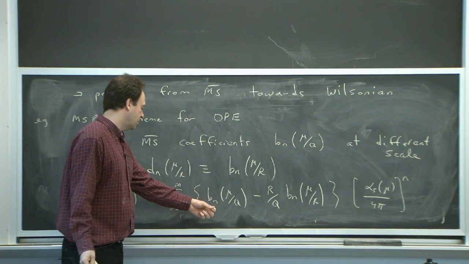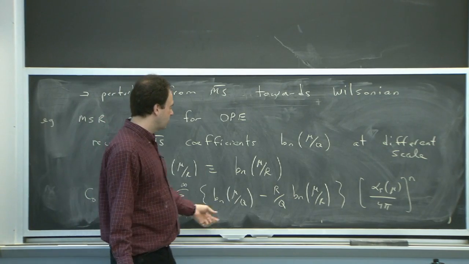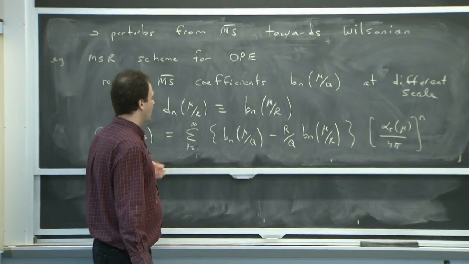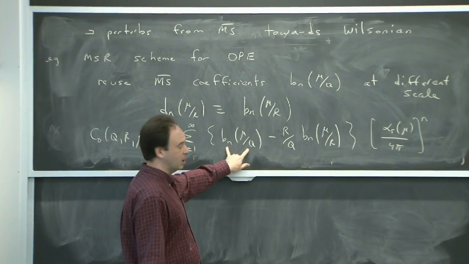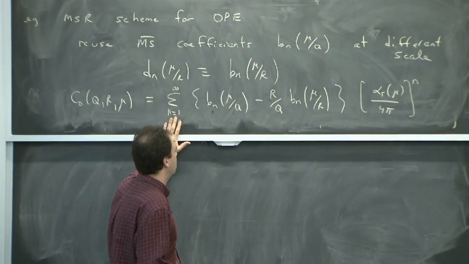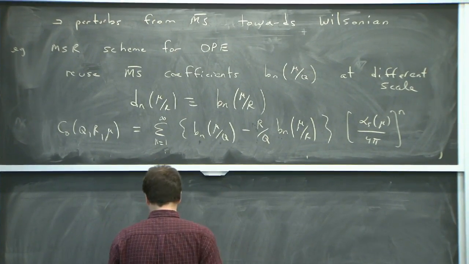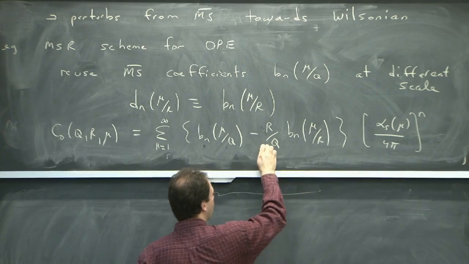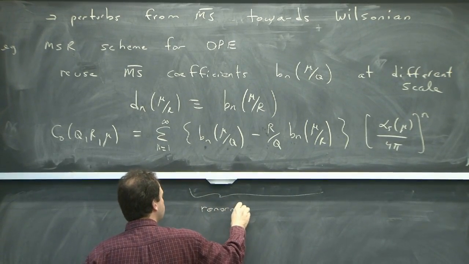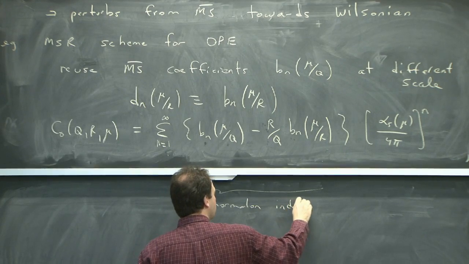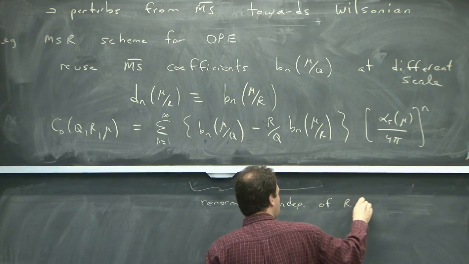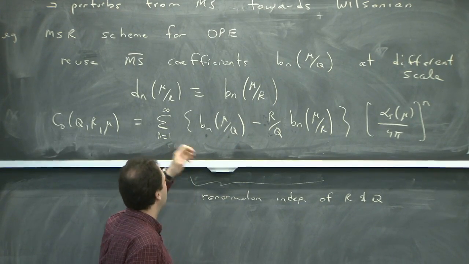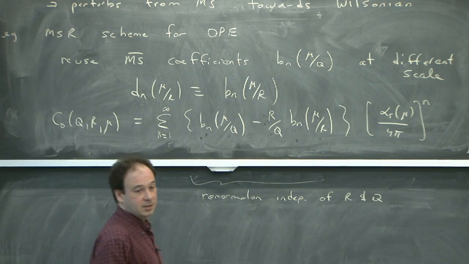So this was our original MS bar series, Bn of mu over Q. We introduce a subtraction, which is suppressed by R over Q times the same series Bn. And this R is providing a power law cutoff on a problem that this guy had. Exactly a power law cutoff. So again, if you look at the Renormalon in this combined thing, the Renormalon is independent of R and Q. If you plug in the bubble series result, you'd find that the R over Q here would cancel out, and so these would just exactly cancel each other.